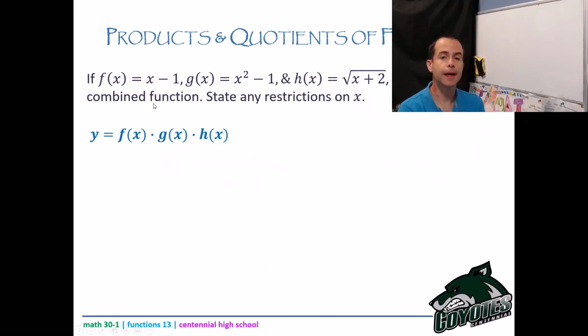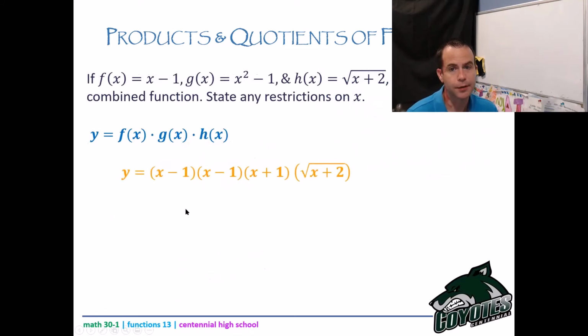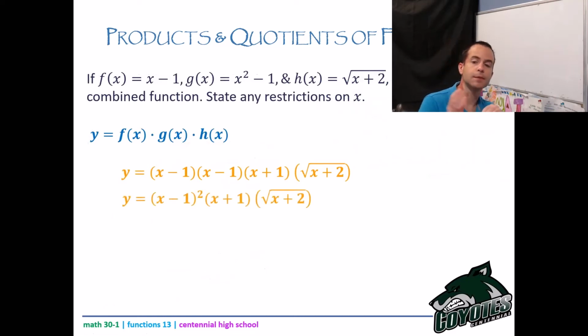Okay, if f of x is x minus 1 and g of x is x squared minus 1 and h of x is the root of x plus 2, determine each combined function and state any restrictions. So if I multiply them all together, now these two x minus 1s can come together. So that'll be x minus 1 squared times x plus 1 times the root of x plus 2. I'm not asking you to multiply this out. You would leave it in factored form.